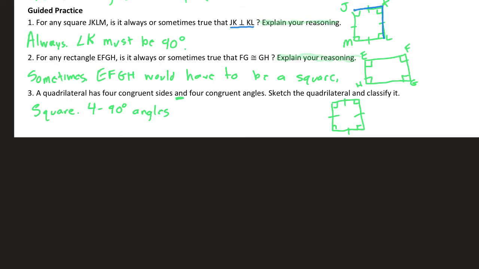For a rectangle, is it always, sometimes, or never true that FG and GH are congruent? Well, it's not true for every rectangle. It would only be true if that rectangle were also a square. So again, the diagram helps me visualize what is going on. And then for 3, quadrilateral has 4 congruent sides. So it's for sure a rhombus, but it also has 4 congruent angles, which means if it's a quadrilateral, 4 congruent angles, that means all 4 angles are 90. That would mean this is a square. 4 90-degree angles and 4 congruent sides.